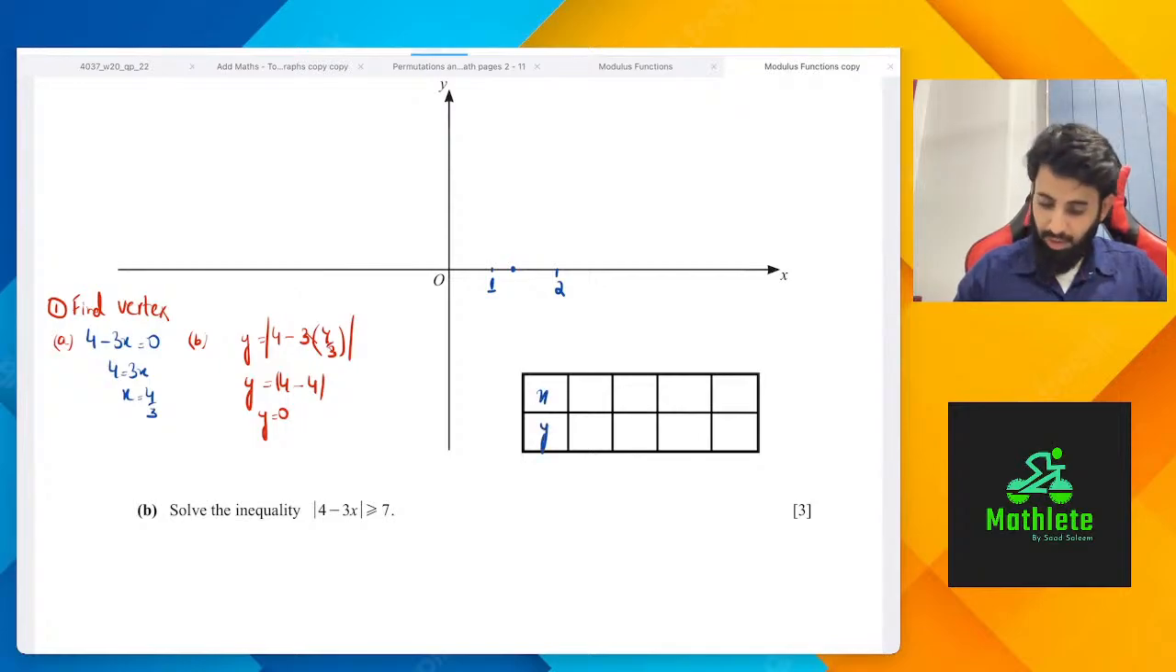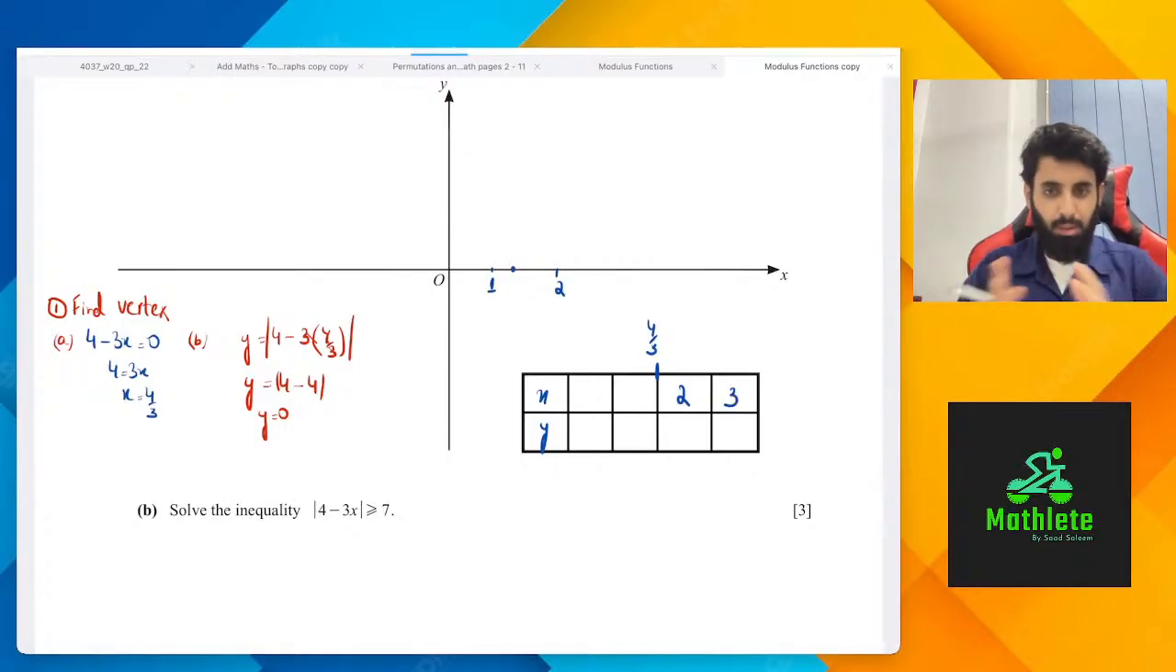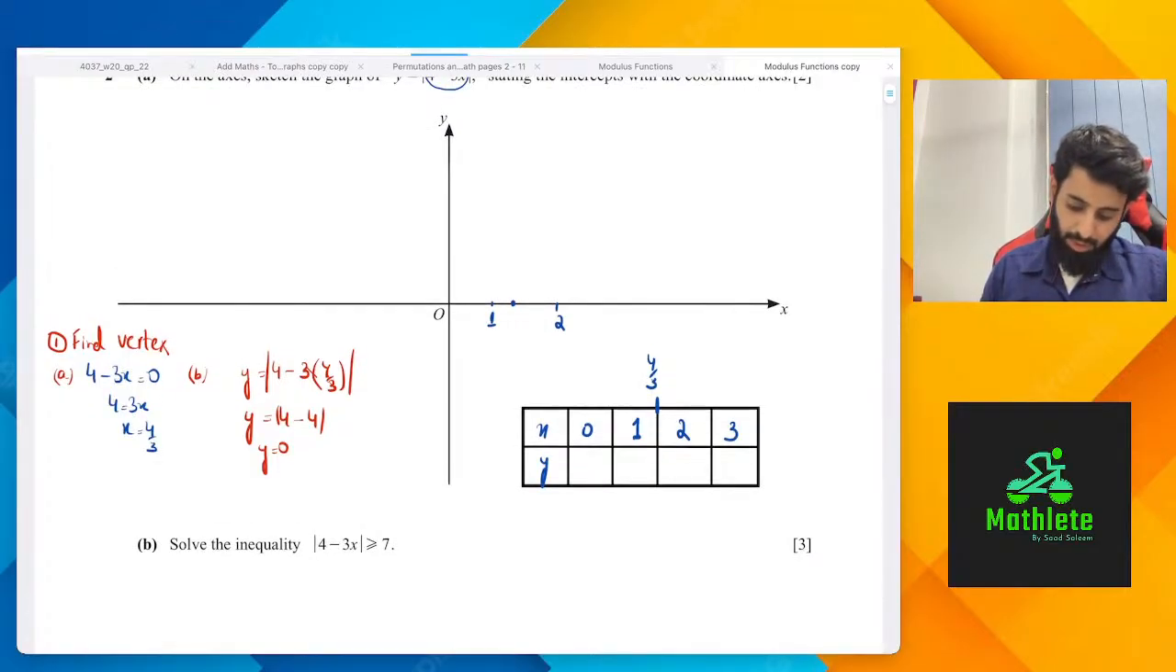Of course I do. Okay, so basically remember that your vertex point was 4 over 3. What's greater than 4 over 3? Well, 2 is greater than 4 over 3. And what's greater than 2? 3. So these are the 2 points I'm going to take right after the vertex. And I'm going to take 2 points right behind the vertex, so that means 1 and 0. And where am I going to plug in these values of x? I'm going to plug them into absolute of 4 minus 3x.